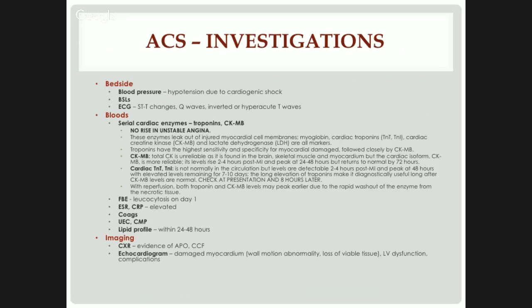The reason we prefer troponins over CKMB, which is creatine kinase specific to the myocardium, is CKMB goes up really quickly, but it also comes down really quickly, as opposed to troponins, which go up quickly, but then they stay elevated for up to a week before they come down.